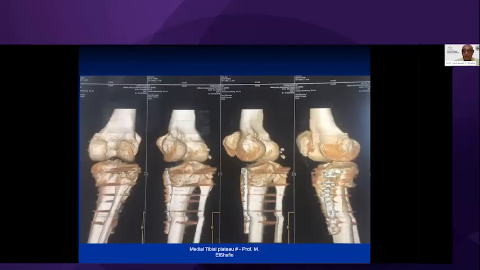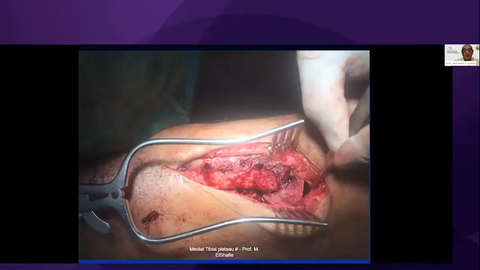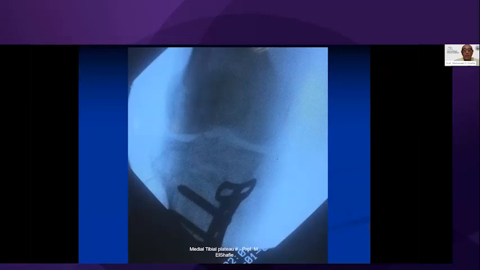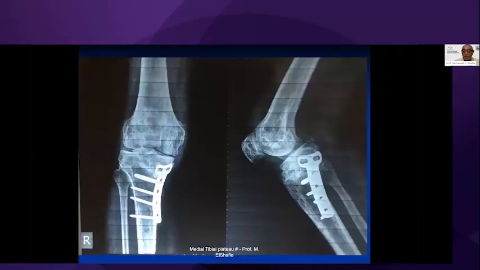And this is the CT. And intraoperatively, after removal of the plate, the fragment is displaced inferomedially, and just elevating this and putting an anti-glide plate did the job, maintained the reduction, and the fracture healed.